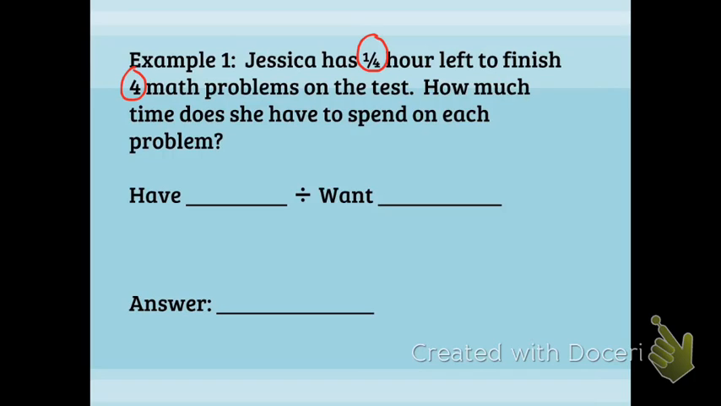So which one does she have? She has 1/4 of an hour. Do you see that? It says Jessica has 1/4 of an hour. What does she want to do? She wants to finish 4 problems. She wants 4. She has 1/4. It's really easy to look at this problem and think she has 4 problems and she wants 1/4 of a minute, but that's not true. She has 1/4 of an hour, not a minute. She has 1/4, she wants 4. So now all we have to do is divide it, once we've written those two things down.